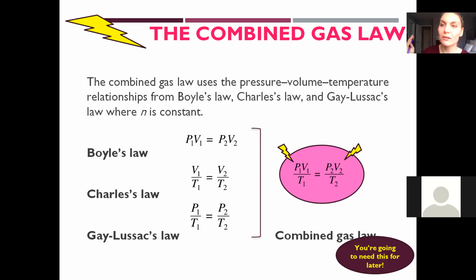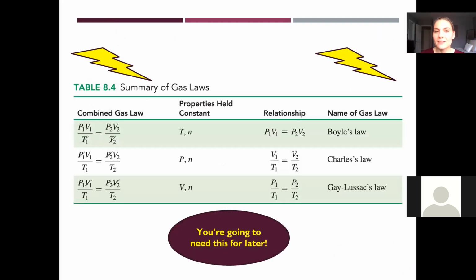Boyle's law: temperature's constant, so remove T1 and T2. Charles's law: pressure's constant, so P1, P2, gone. Gay-Lussac's law: volume is gone. I think this makes it so much easier to manipulate these equations. As long as you know the combined gas law, you can work your way through these problems pretty easily. It's nice to see the constants, the relationships, and the names of the laws.